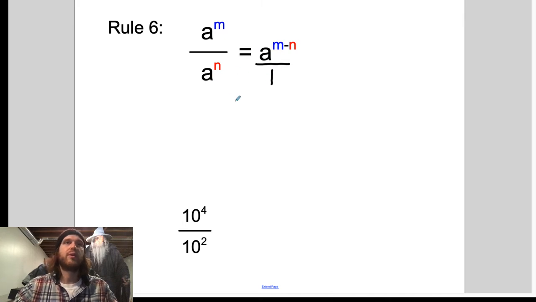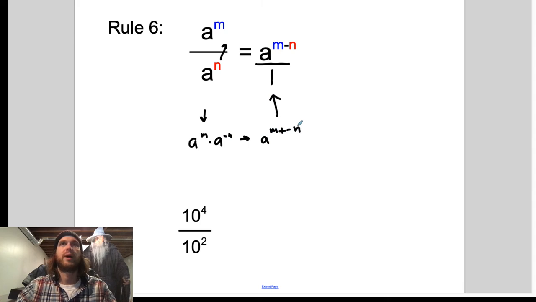So really the reason behind that, if you wanted to see why that's happening, is I could move this up to the numerator, but then its exponent would have to become negative. So when we come this way, a to the m plus negative n, and then we're back to our answer, right? m plus negative n is the same as m minus n. And again, we're kind of moving that over 1.